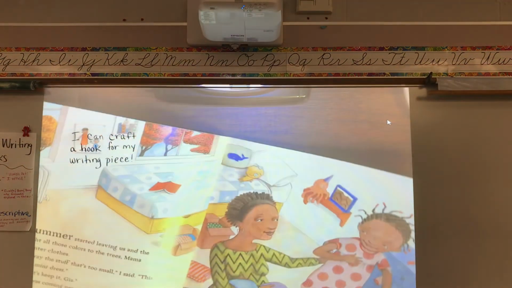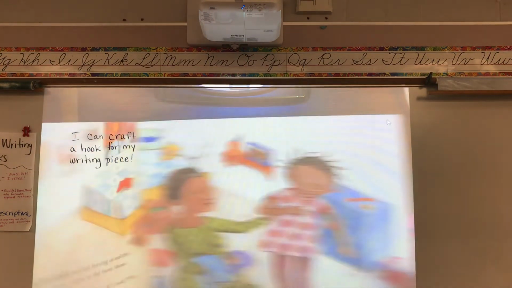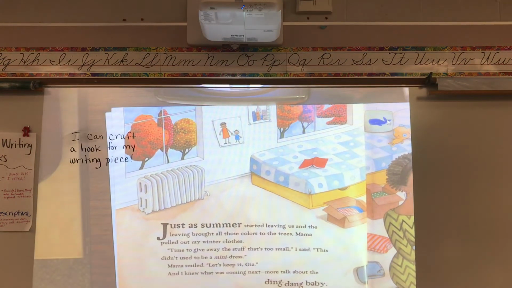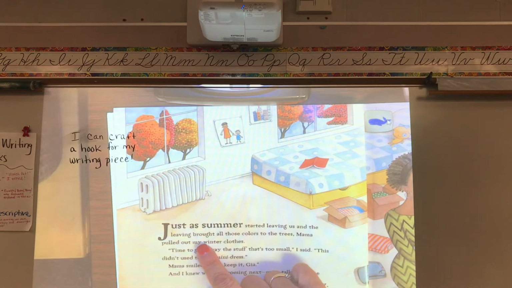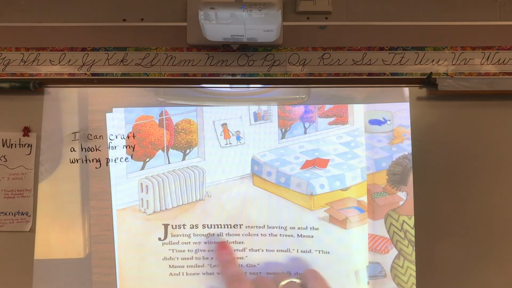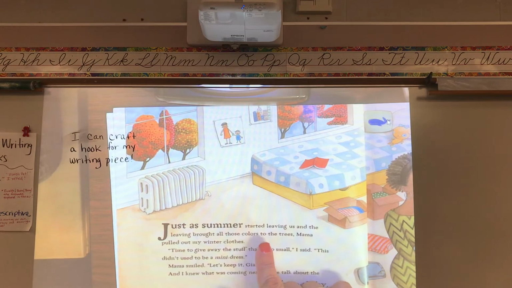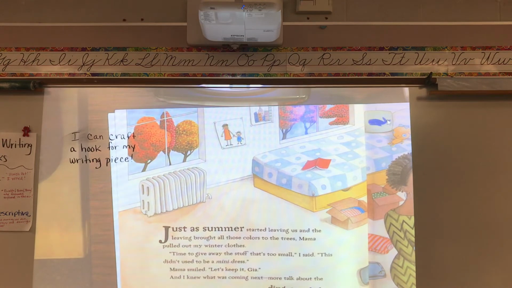This one is Pecan Pie Baby. Okay? Here we go. Look at how the author starts out. Just as summer started leaving us, and the leaving brought all those colors to the tree, Mama pulled out my winter clothes. So instead of just saying it was fall, they actually described what the weather was like. Summer was leaving us, and they brought all those colors to the tree. We know that leaves change color in the fall, but they actually put it into a description where we could picture it in our mind.